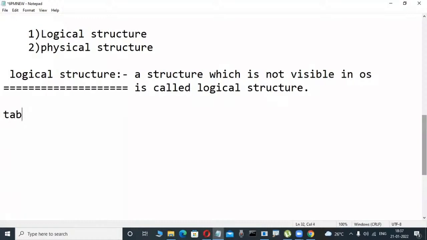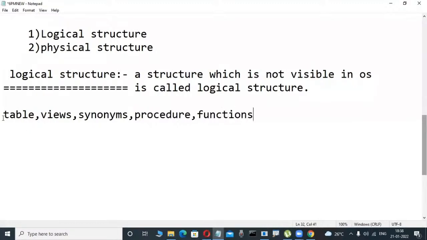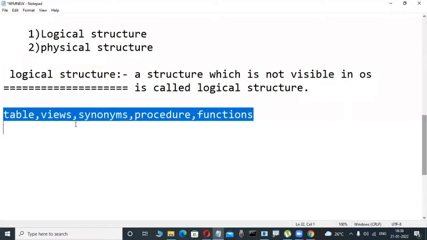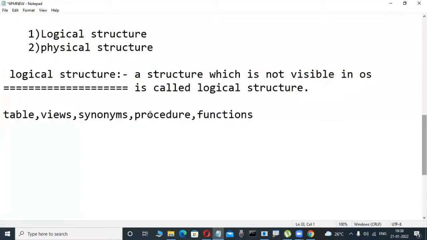That logical structure contains tables in Oracle. In SQL Server also tables are there. MySQL also has tables. Views are there, synonyms are there, indexes are there. These are all database objects. So many things: procedures are there, functions are there, triggers are there, packages are there. These are all logical structure. They are not visible in the operating system. Whatever courses we are learning, so many objects are not visible in the operating system.